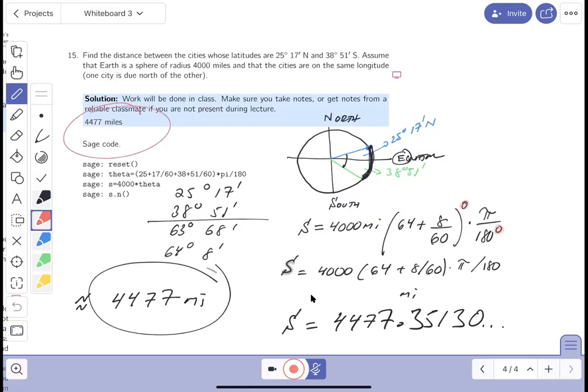Look at the answer key, and you should be staring at those answers. Again, I put some Sage code down there for the students interested in looking at that, and we would encourage you to look at that as well.